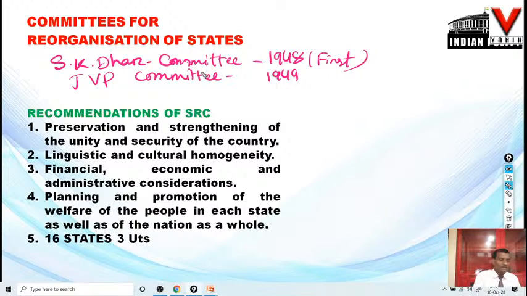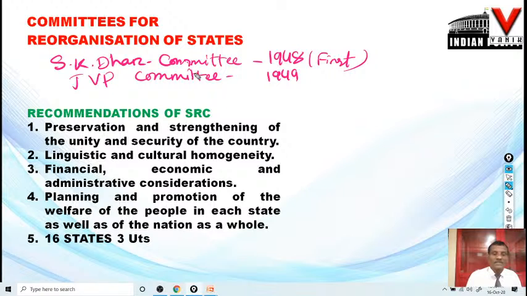And why the committee? At the time, many people in India were demanding states on the basis of language. It was not feasible for the government of India to create so many states, because India is a multilingual country, and the government did not think it possible to have as many states as there are languages. Hence, it appointed various committees, and all the committees rejected language as a basis of reorganization of states.